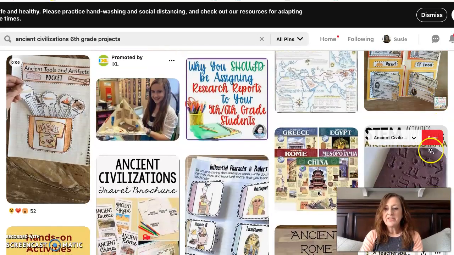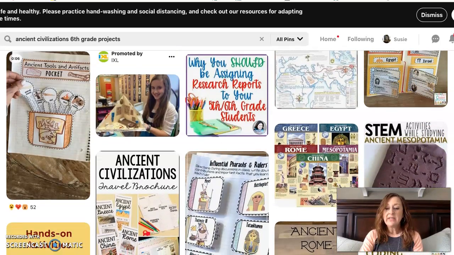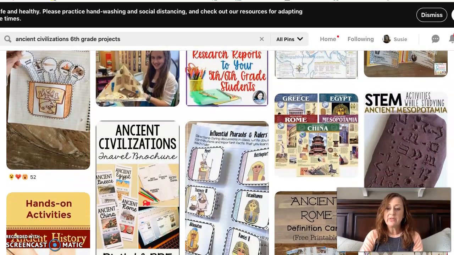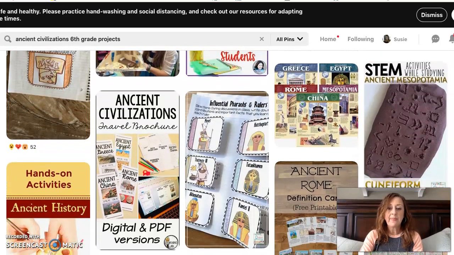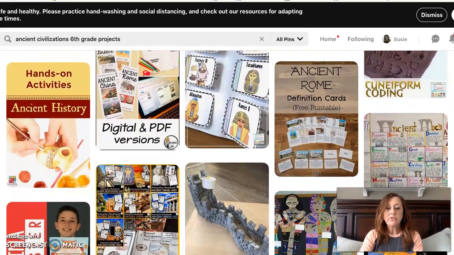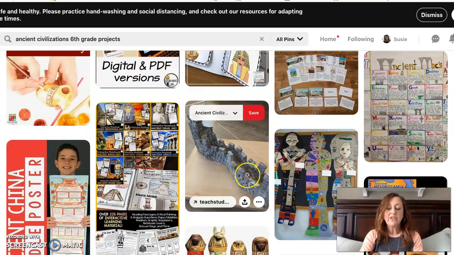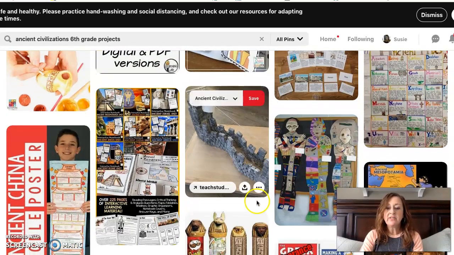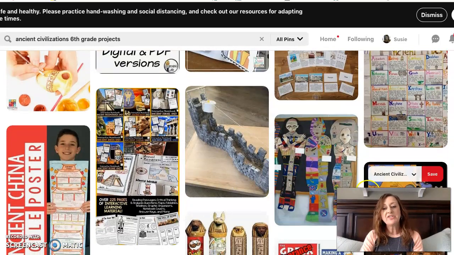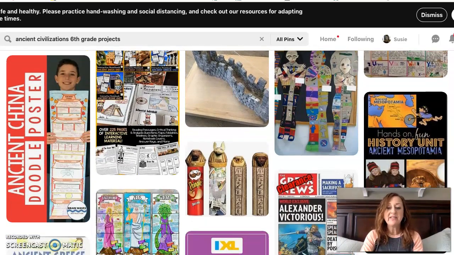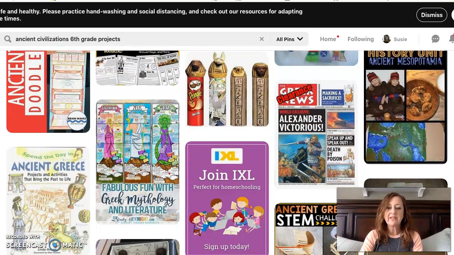One of my students did this last year. They created a clay tablet and cuneiform, and they did a display board that went along with it. That was really cool. You can build a wall of ancient China. You can create a mummy. You can take one of your stuffed animals and mummify it, use a shoebox. There's all sorts of clever things.